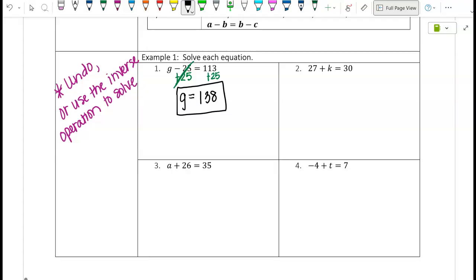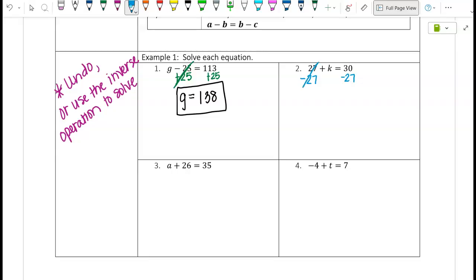Number 2, 27 plus k equals 30. Now again, the goal here is I want to get k by itself, so I need to move that 27. How can I move that 27? What is the inverse operation of 27? Negative 27 or subtract 27. Even though there's not a plus sign there, we know that the 27 is positive, so its inverse would be minus 27. And again, it has to go on the other side of the equal sign.